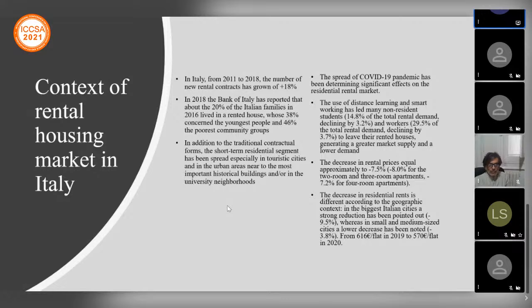Also, there is a decrease in rental price of more or less 7.5%. And there is also a decrease in the price for a flat from 616 to 570 in 2020.